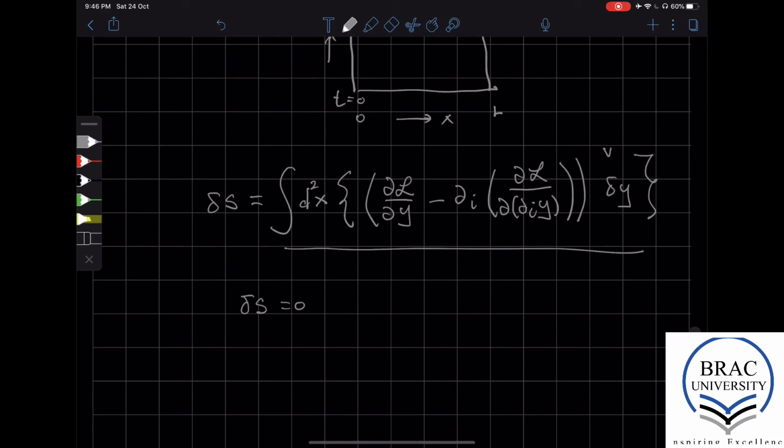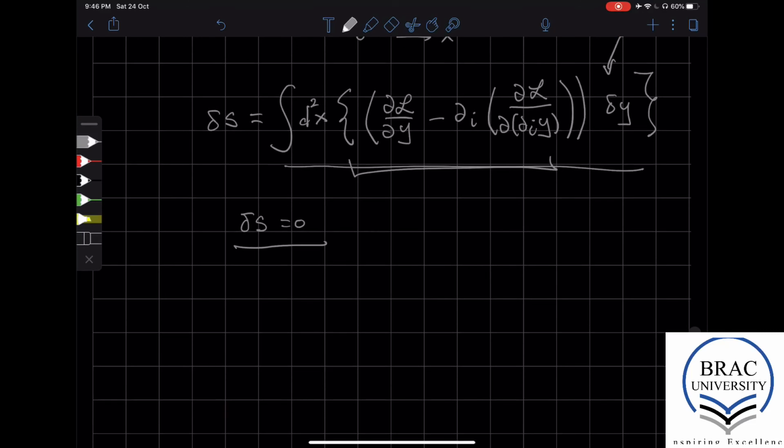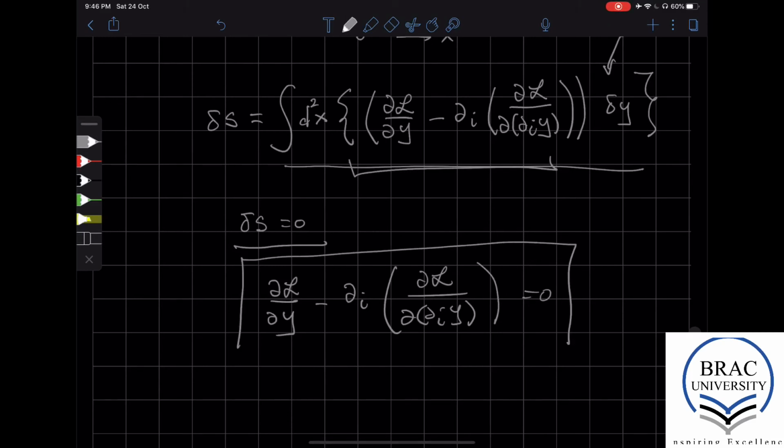But we see that delta y are arbitrary. They're small but arbitrary. So if this is to be true, it has to be that the integrand always has to be equal to 0 no matter what. The integrand is identically 0, which means we get delta L by delta y minus del I of delta L by delta del I y equals 0. So this is the Euler-Lagrange equation, but for a classical field theory.